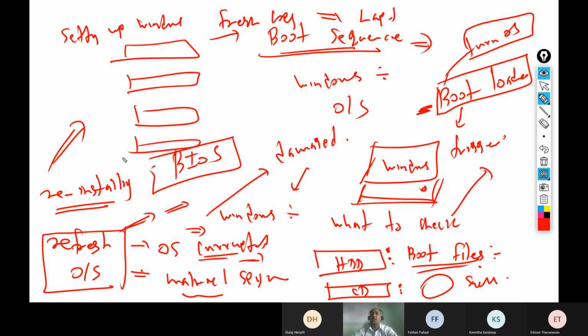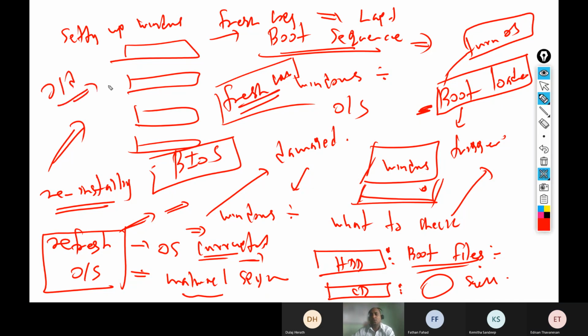Now, Dulaj, what is the meaning of refreshing the OS? Reinstalling fresh items for the computer. Yes, reinstalling the operating system. Are you clear? No, reinstalling means we are installing a fresh copy, so all the old system files will be deleted.